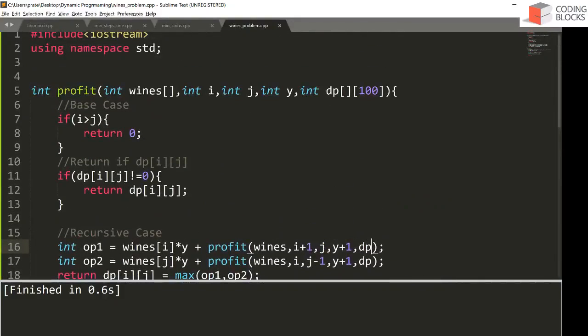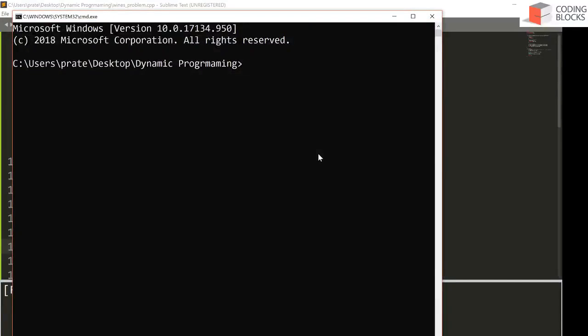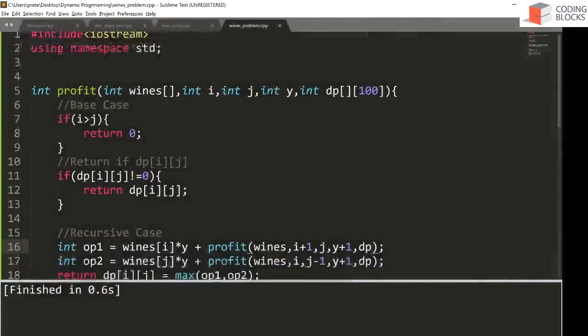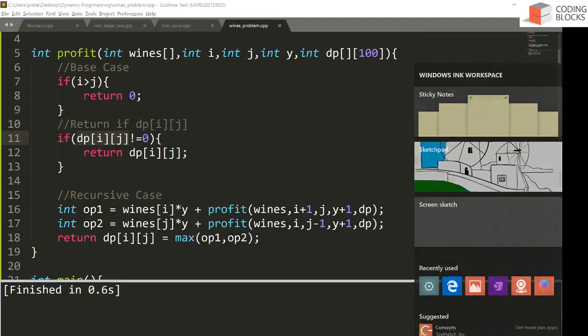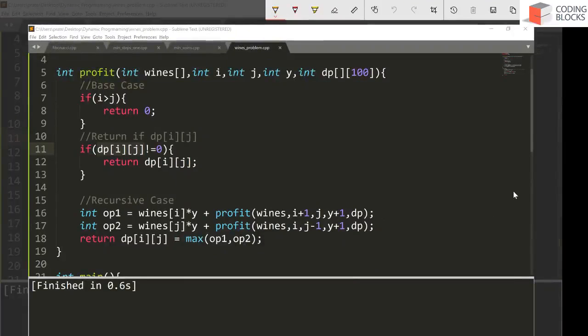So build is successful and let's run this now. So it's wines problem.exe. So you can see the answer is again 50, and by doing this we have improved our time complexity to n square, right? Because you are filling out a grid, right? So what you are doing, you are basically starting from this index.